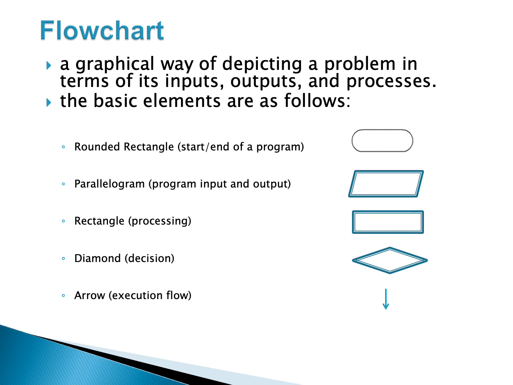Input and output is represented by parallelogram. Any processes, such as arithmetic operations, will use the rectangle shape. Diamond is used for decision, which we will use when we learn selection and repetition topics, which are the if-else, switch, while loop, do-while loop, and also for loop. All of these elements and shapes will be followed by arrows to show the execution flow.